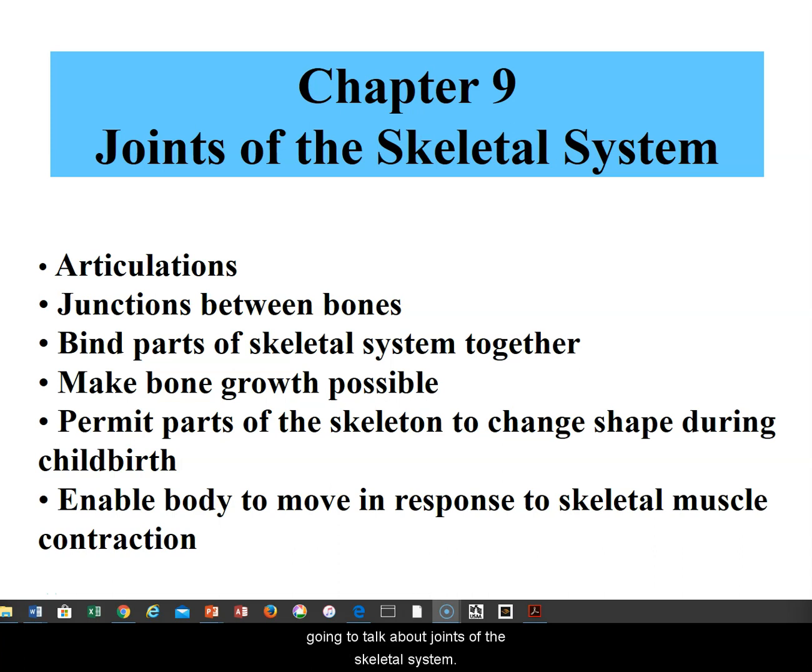We're going to talk about joints of the skeletal system. Joints form where two bones articulate with one another. They make bone growth possible, which we talked about in the last chapter, permit parts of the skeleton to change shape during childbirth, and enable the body to move in response to muscle contractions.